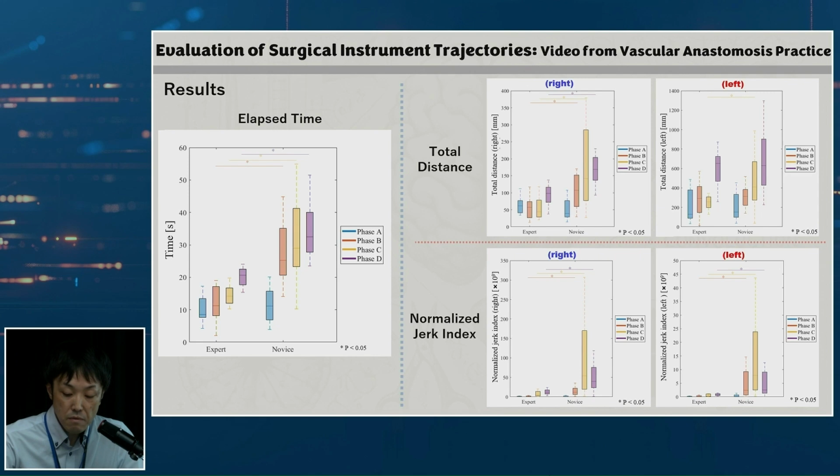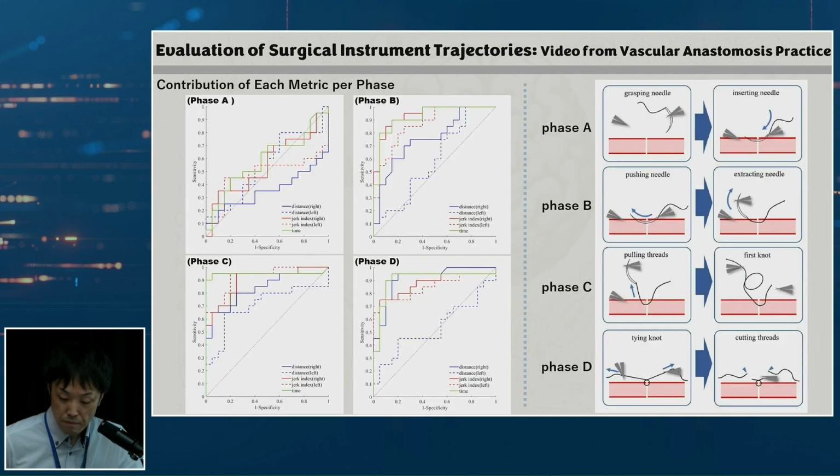Looking at the graph of the normalized jerk index, we can see that experts generally show lower jerk indices, which means their movements are smoother. This result objectively demonstrates that the experts perform surgery with efficient and smooth movements. Such analysis can potentially contribute to improving surgical techniques and developing effective training programs.